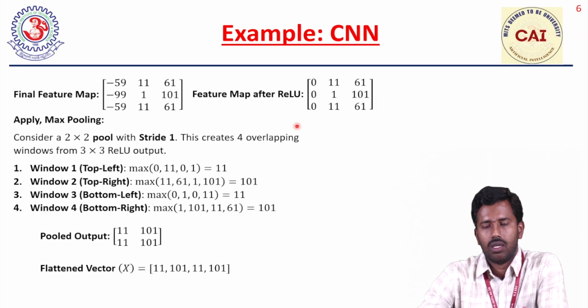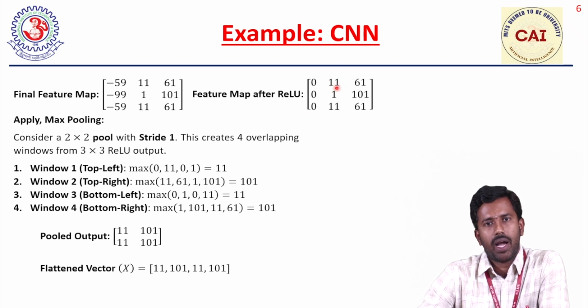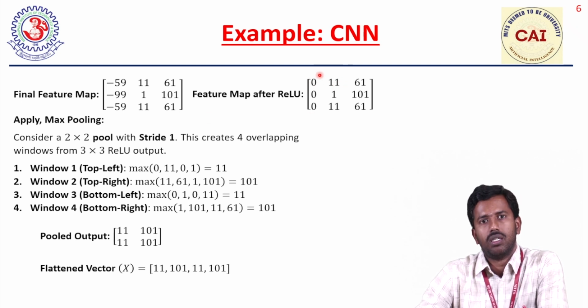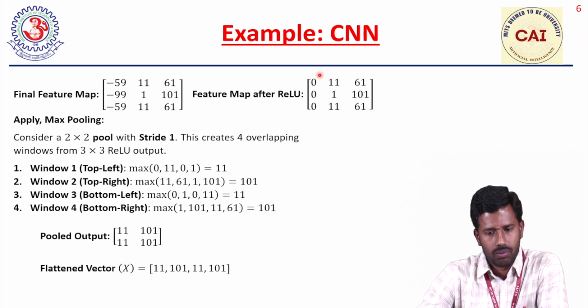After applying the convolution operation, I am applying a pooling layer. I am choosing max pooling with a 2 by 2 filter size, choosing the maximum pixel value in each kernel window. Window 1 contains 0, 11, 0, 1, among which 11 is the maximum. The second window 11, 61, 1, 101 has maximum 101. The third window 0, 1, 0, 11 has maximum 11, and the fourth window 1, 101, 11, 61 has maximum 101.